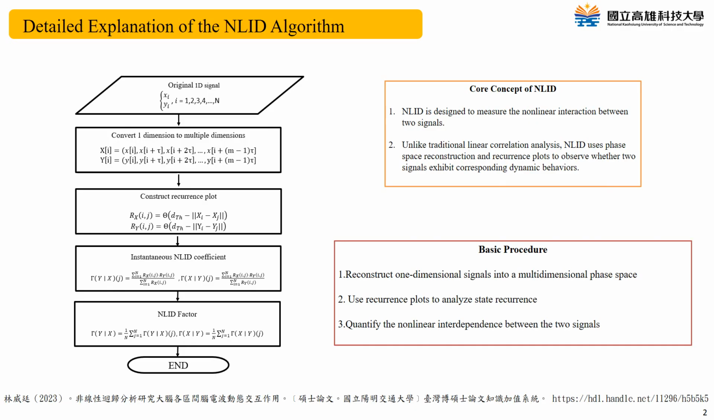This flowchart shows the calculation procedure of the NLID algorithm. First, the original one-dimensional signals are reconstructed into multi-dimensional vectors using phase space reconstruction. Next, recurrence plots are constructed to identify whether similar states reappear over time. Then, the instantaneous NLID coefficients are calculated to measure how much the recurrence behavior of one signal is accompanied by the other signal. Finally, these coefficients are averaged over time to obtain the NLID factor, which represents the nonlinear interdependence between the two signals.